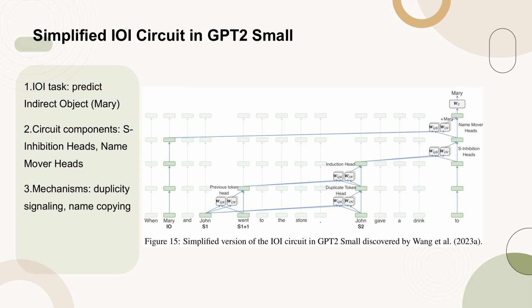Figure 15 illustrates the simplified version of the indirect object identification (IOI) circuit in GPT-2 Small, as discovered by Wang et al., 2023a. The IOI task involves predicting the indirect object, Mary, in sentences like "When Mary and John went to the store, John gave a drink to ___." The circuit includes S-inhibition heads and name mover heads, which work together to signal duplicity and copy names, respectively. This setup ensures the correct prediction of the indirect object by modifying attention and copying signals in the residual stream.